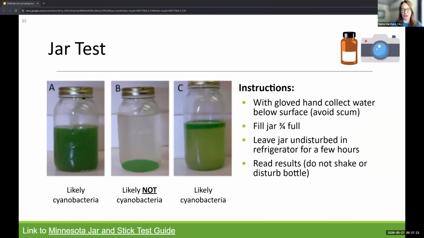The third test is a jar test. You can use any old mason jar. You don't need to use a formal lab sampling container. What's important is that it's clear. You want to put some of that material that you're concerned about in with some water, let it sit for some time, preferably in a dark place, and then it's going to separate. This is aimed at determining if you have planktonic cyanobacteria, because those will rise in the water sample, in the sample container.